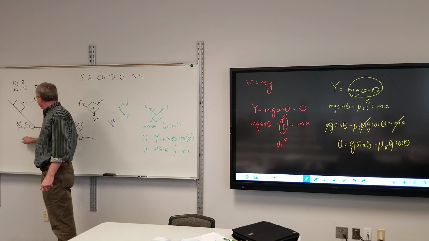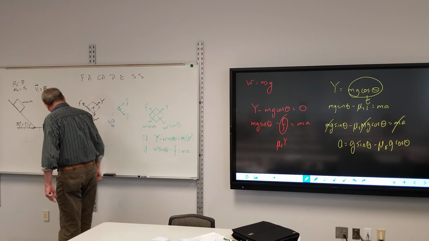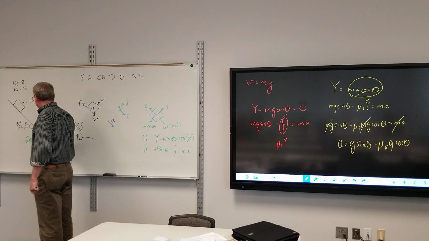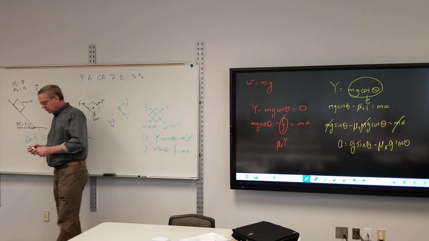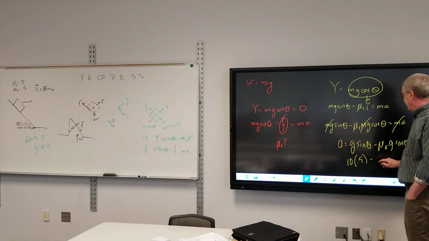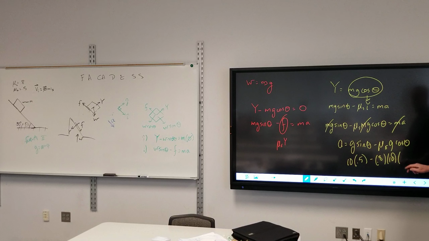Earth 2. So g is 10 meters per second squared. So I have 10 times the sine of 30 degrees, which is 0.5, minus 0.8 times 10 times the cosine, which is 0.866, I believe. And you work through it, and you end up with negative 1.928.